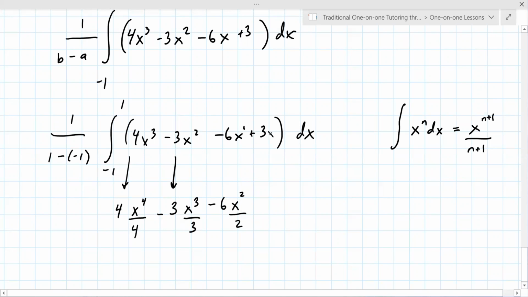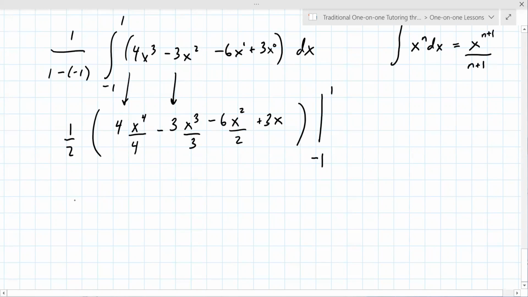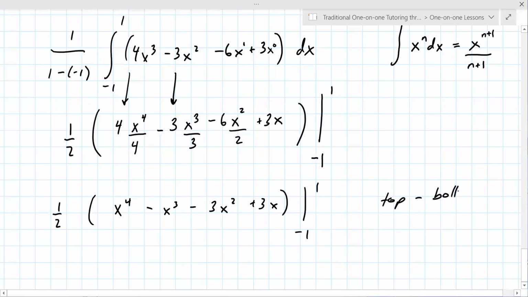Now, this last one, you might say, hey, Matthew, there's no variable there. Well, it kind of is. It's x to the 0. So it's just 3x, and you divide by 1. Well, that doesn't do anything. And then this 1/2 comes down on the outside of all of this, and you're evaluating it from -1 to 1. So I would clean this up just a little bit here. The 4's cancel, so it's x to the 4th minus x cubed minus 3x squared plus 3x evaluated from -1 to 1. And it's always top minus bottom, top minus bottom.